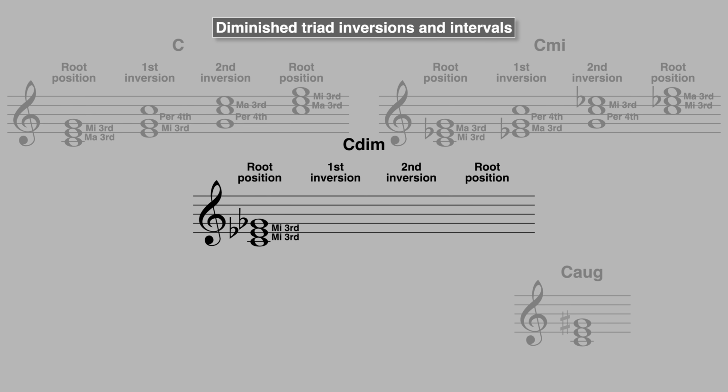Notice the internal intervals of a diminished triad in root position. We have two minor third intervals. This creates a diminished fifth interval from the lowest to the highest note. In first inversion, we have an augmented fourth interval on top of a minor third interval. In second inversion, we have a minor third interval on top of an augmented fourth interval.